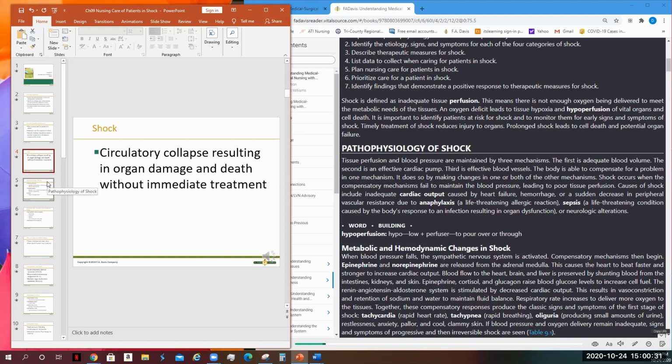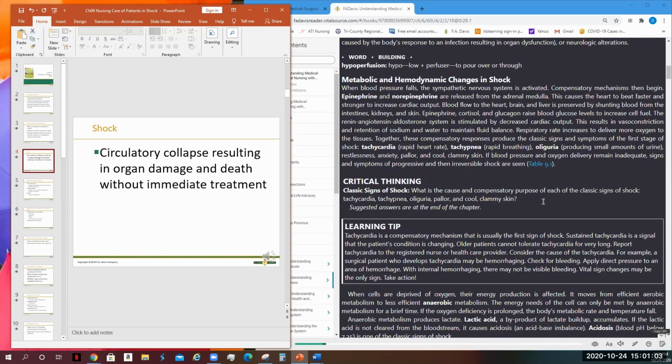Causes of shock include inadequate cardiac output caused by heart failure, hemorrhage, or a sudden decrease in peripheral vascular resistance due to anaphylaxis, a life-threatening allergic reaction. Sepsis, a life-threatening condition caused by the body's response to an infection resulting in organ dysfunction or neurologic alterations.